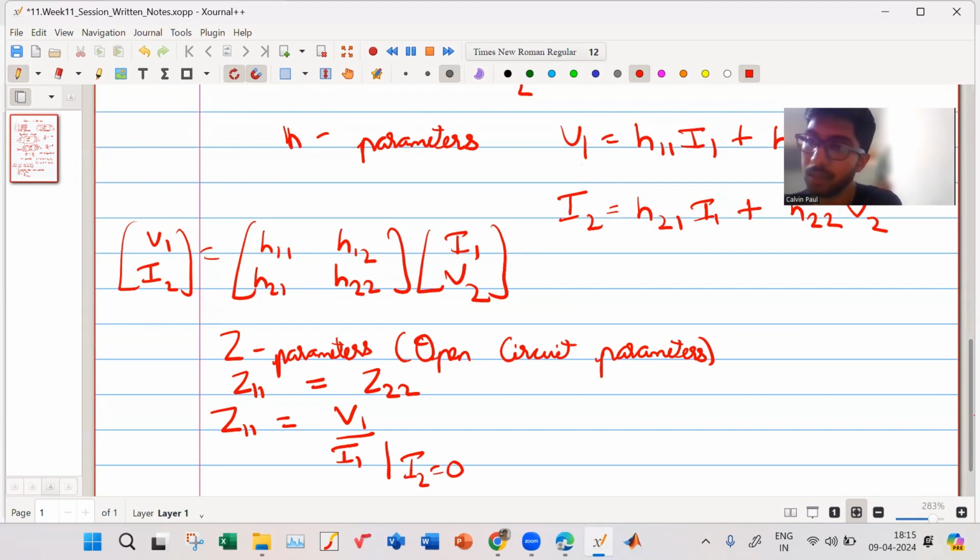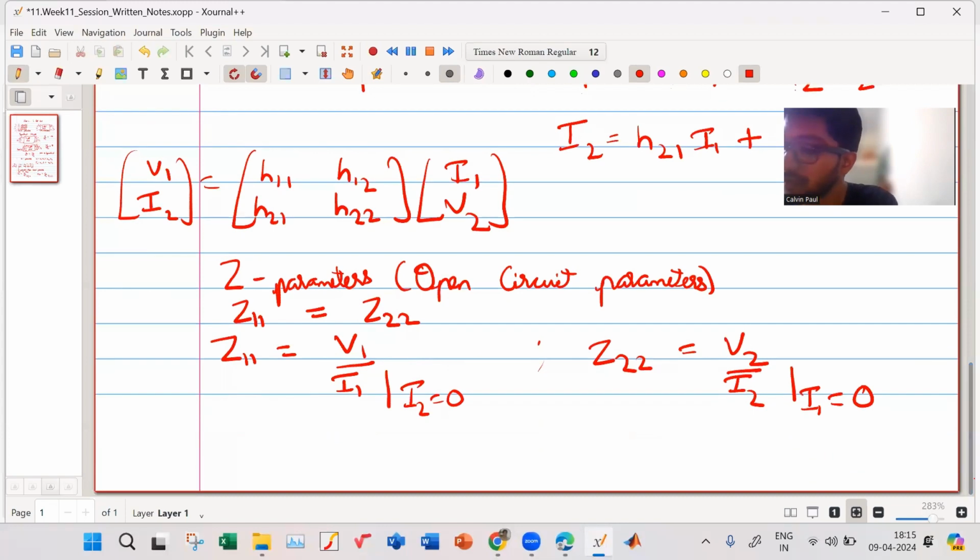What does I2 equal to 0 mean? Port 2 is open circuited. Yeah, it is open circuit. Similarly, your Z22 is equal to V2 upon I2 at the condition that I1 is equal to 0. Okay. So now we will apply the same thing for your H parameters.